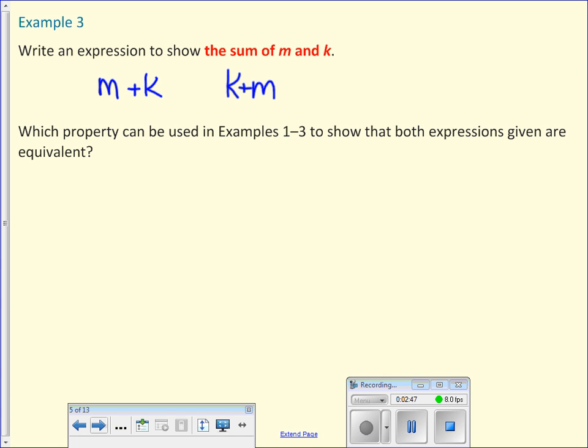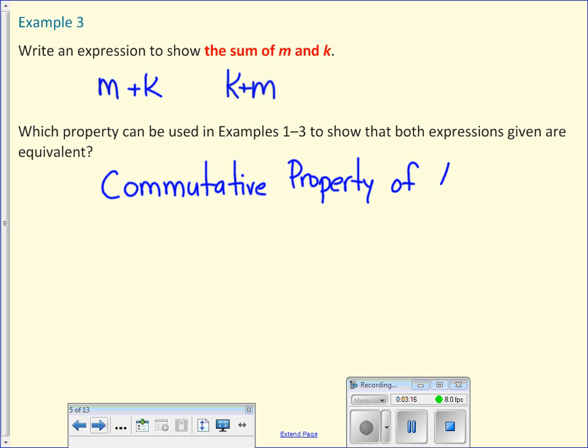Which property can be used in examples 1 through 3 to show that both expressions given are equivalent? We showed on the very first slide 3 plus 5 is 5 plus 3, and we did this in lessons 1 through 8 too on the number line. Nice. The commutative property of addition. Okay. We love the commutative property. We get the same sum either way.